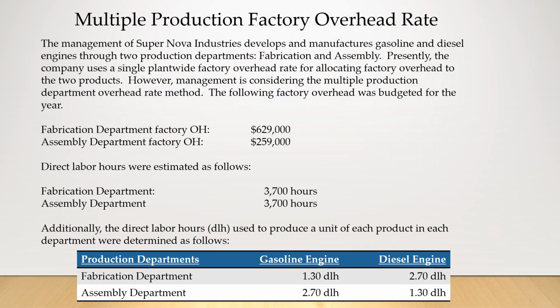To get the overhead allocated to each individual engine, we merely require the labor hours per gasoline and labor hours per diesel engine. We have our per unit hours in the table at the bottom of the screen. Remember that with the single plant-wide rate, we don't distinguish between production departments. We only need the per unit labor hours for an engine in total. For a gasoline engine, that amount is 4 direct labor hours, and for a diesel engine, it is conveniently the same amount.